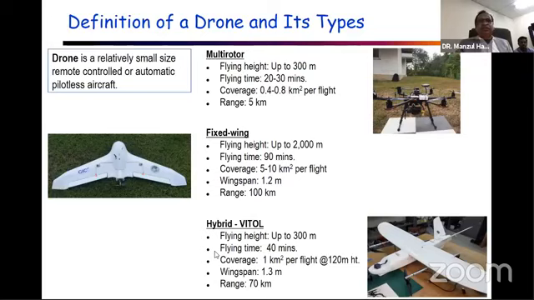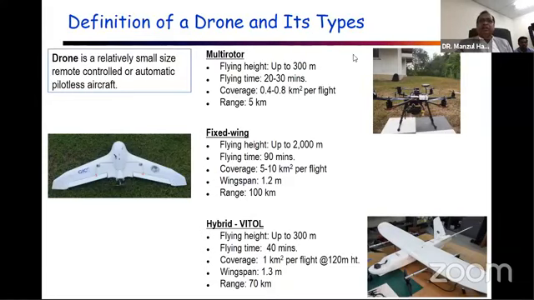The left one is fixed wing. It can go up to 2 kilometers, with almost 90 minutes flying time, and it can cover 5 to 10 square kilometers per flight. And it can go up to 100 kilometers if you have some kind of long mission you can send it on.